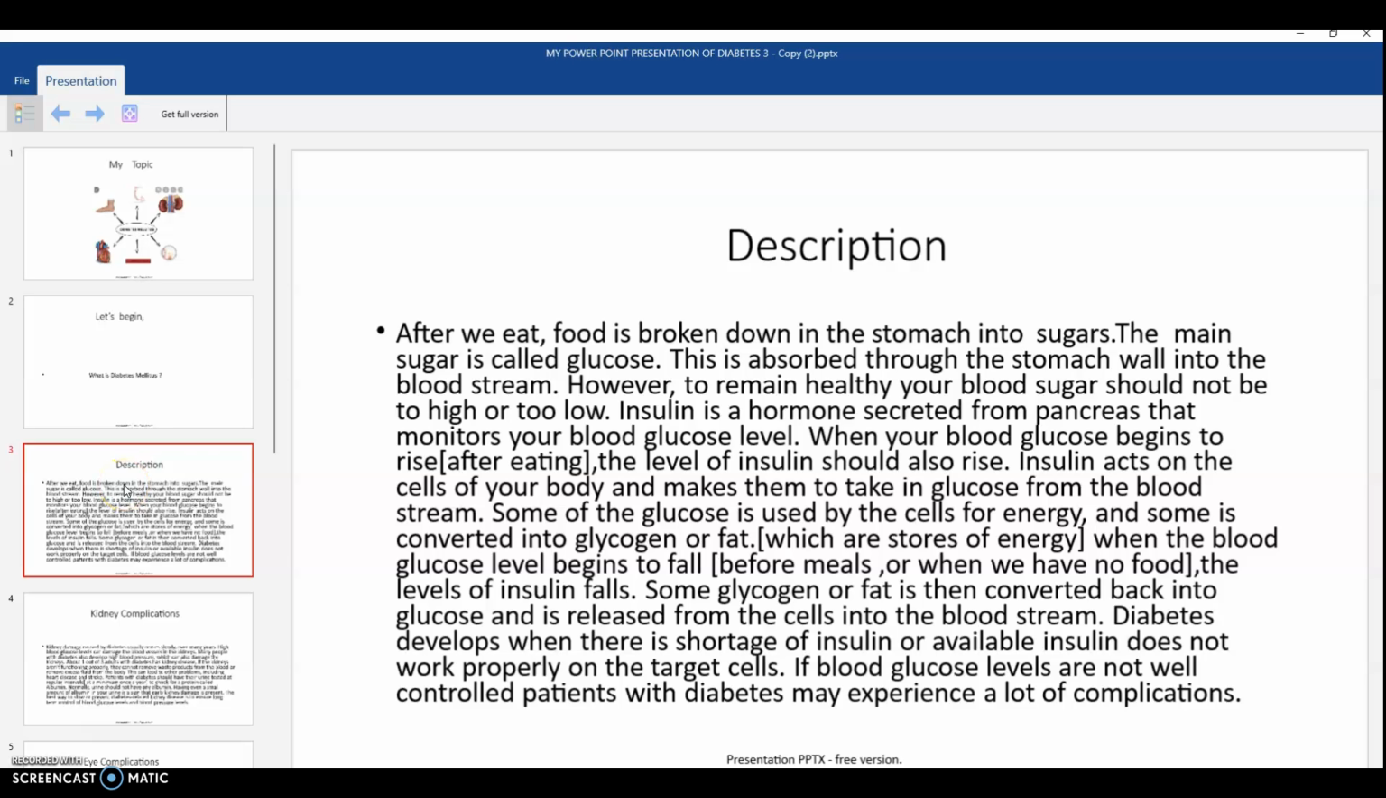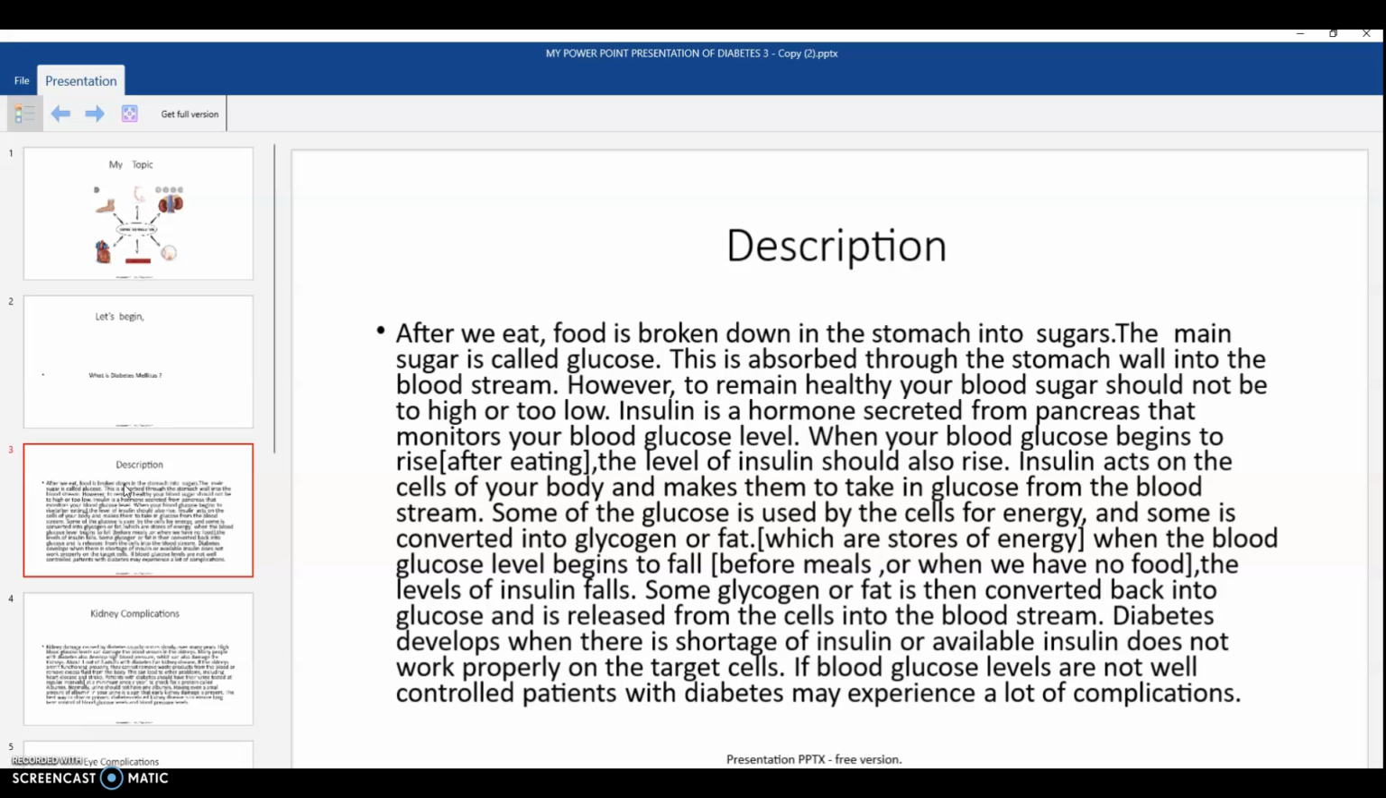So in this description, after we eat food, the food is broken down in the stomach into sugars, and this sugar is called glucose. This glucose, after being absorbed through the stomach into the bloodstream, gets higher or lower.